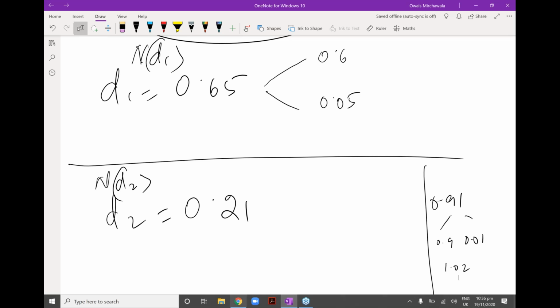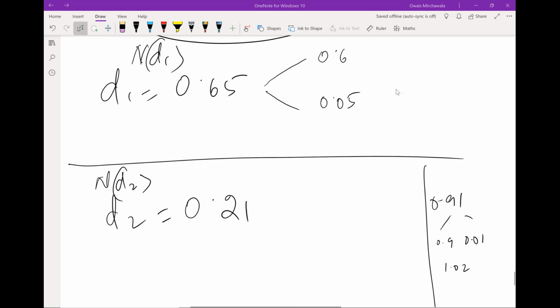Okay, so to find N(D1) and N(D2), see step 4: you first need to find D1 and D2. D1 is 0.65 and D2 is 0.21. You need to split it into two parts, one single digit and one double digit. Like 0.65 will be broken into 0.6 and 0.05. If it's 0.91, break it into 0.9 and 0.01. If it's 0.86, 0.8 and 0.06. Break it into one single digit and one double digit.